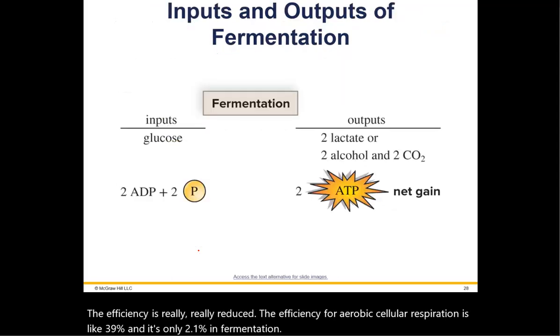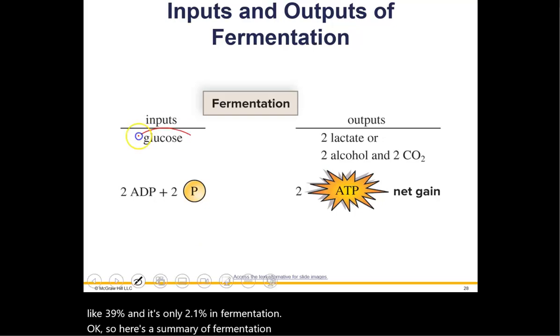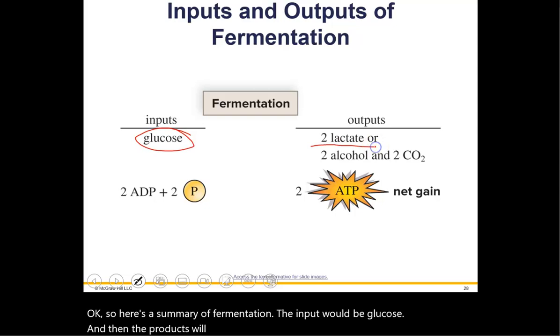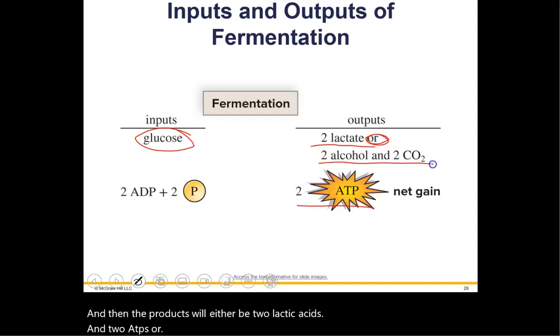Okay, so here's a summary of fermentation. The input would be glucose, and then the products will either be 2 lactic acids and 2 ATPs, or 2 alcohols and 2 carbon dioxide along with 2 ATPs.